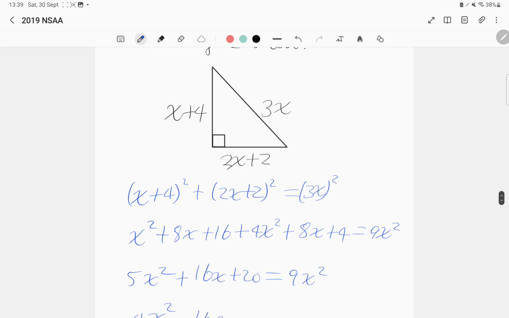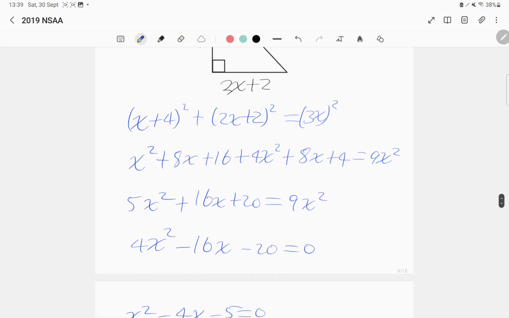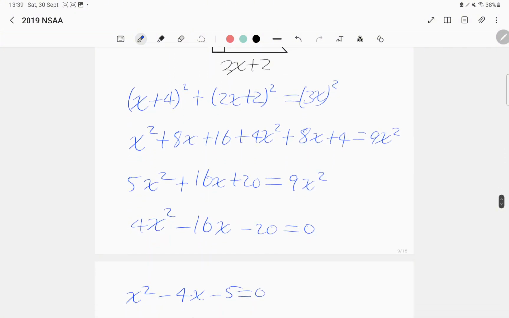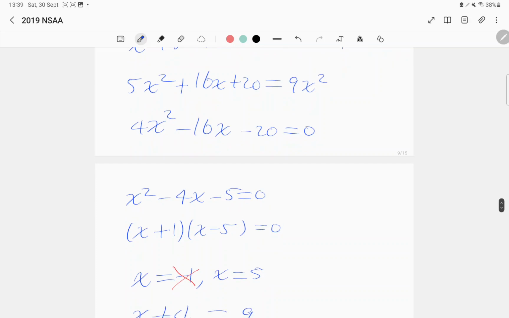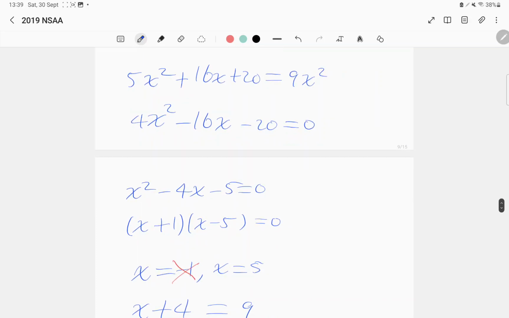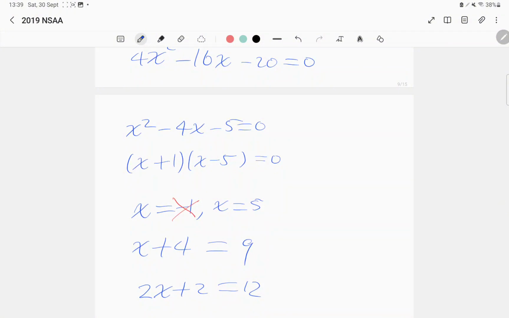The left-hand side simplifies to 5x² + 16x + 20. If we take away the left-hand side, we get 4x² - 16x - 20 = 0. Divided by 4 gives x² - 4x - 5 = 0. Factorizing gives us (x+1)(x-5) = 0, and therefore x equals -1 or 5.